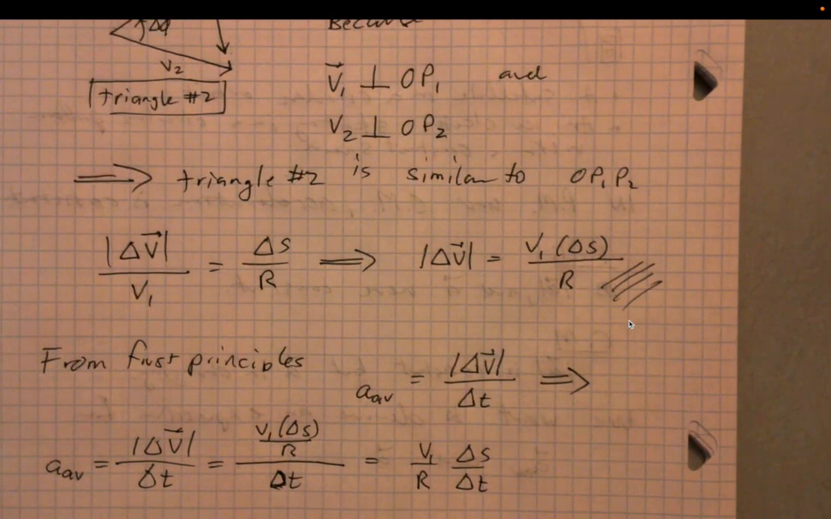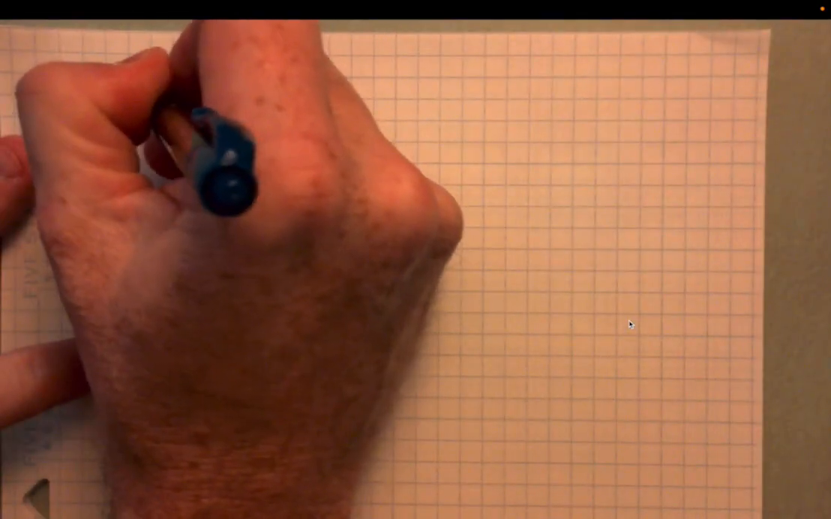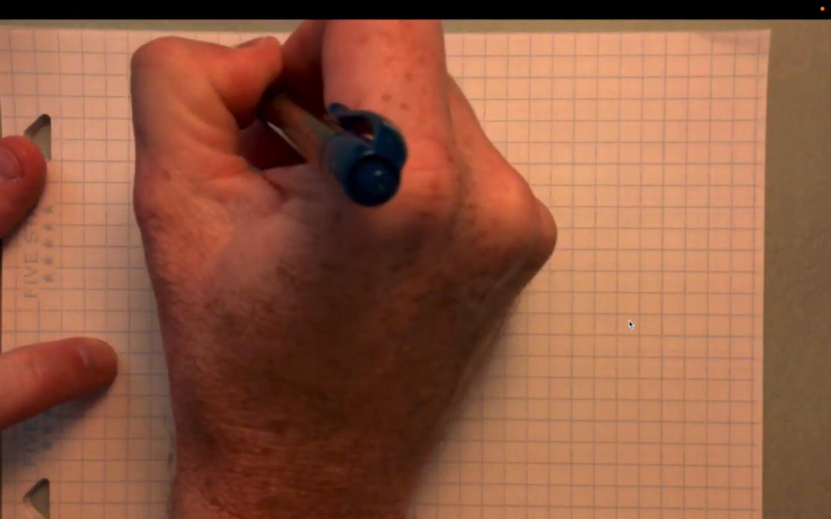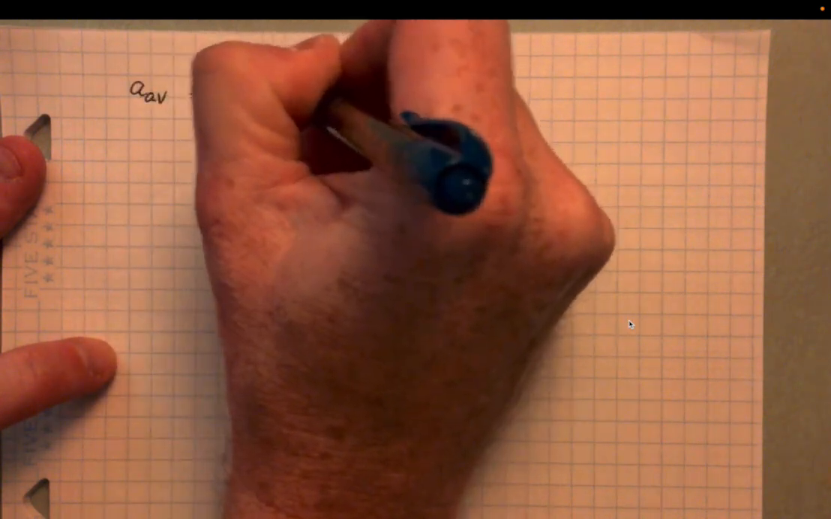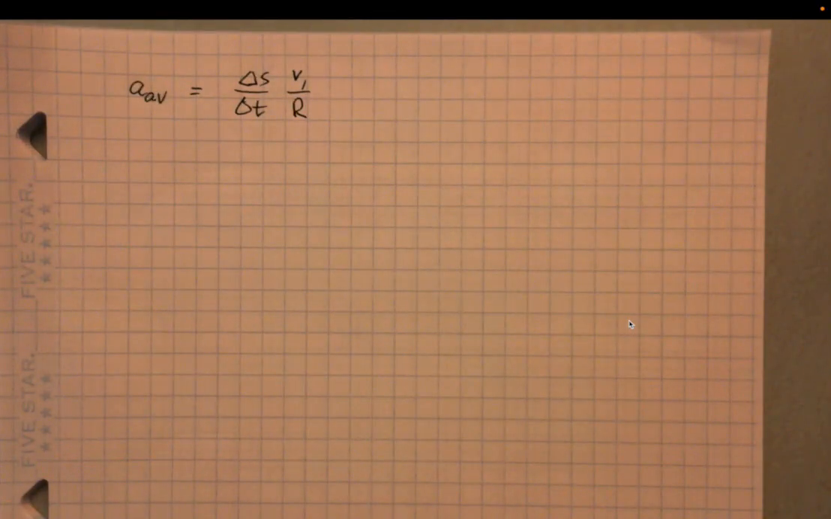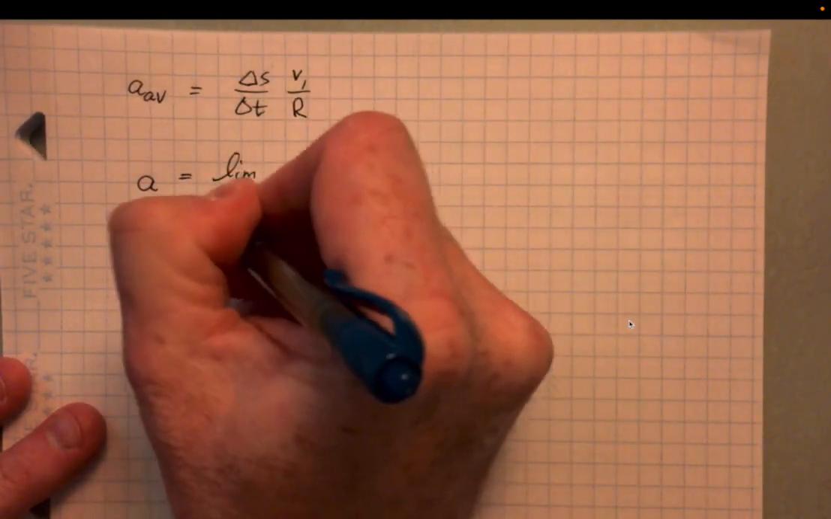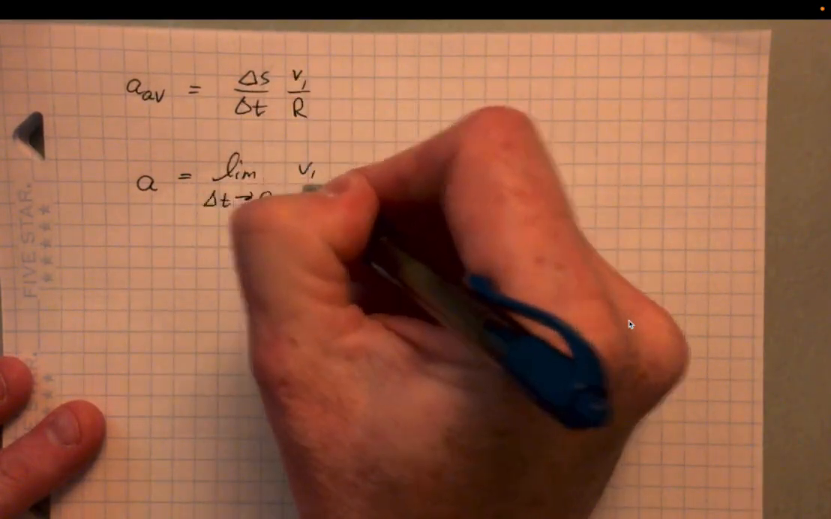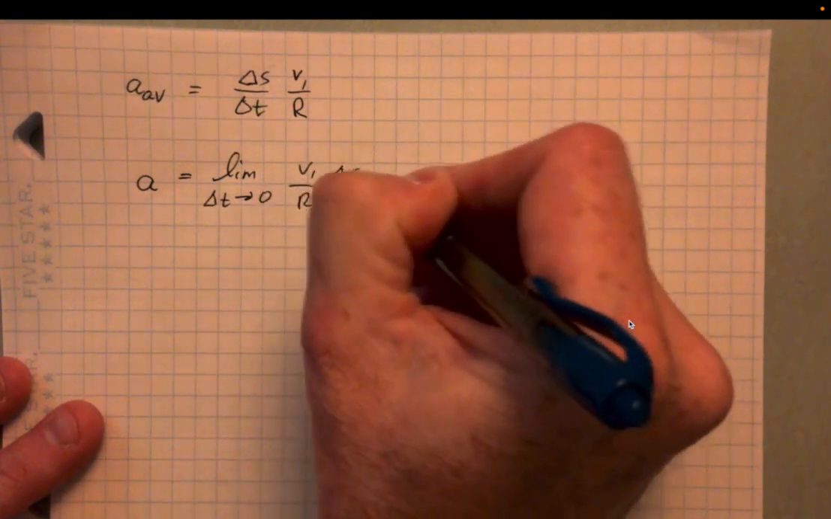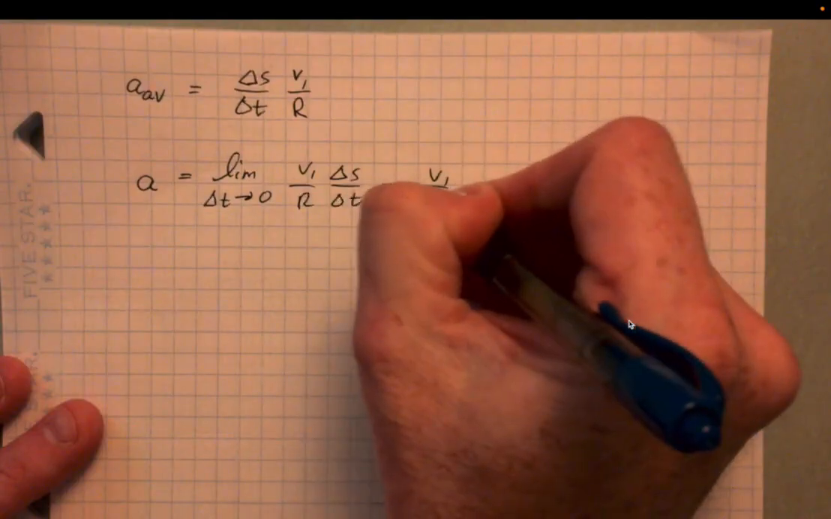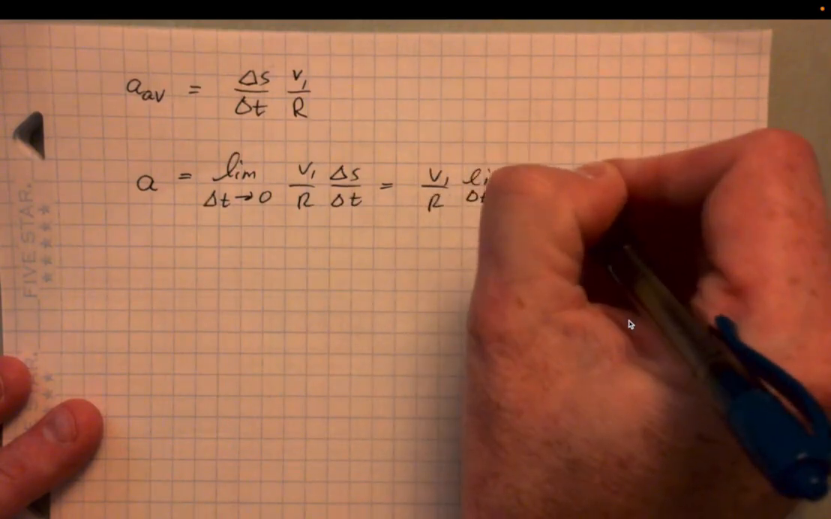Okay, all right, so let's go ahead and switch pages here. I'll rewrite that. So we have that the average acceleration is equal to delta s over delta t times v1 over r. So the magnitude of the instantaneous acceleration at point P must be the limit of the above expression as we take P2 and make it closer and closer to point 1, namely, we shrink down the time. So the magnitude of the acceleration would be equal to the limit as delta t goes to 0 of v1 over r, delta s over delta t. And of course, v1 and r can come outside of the limit, and we have delta s over delta t.